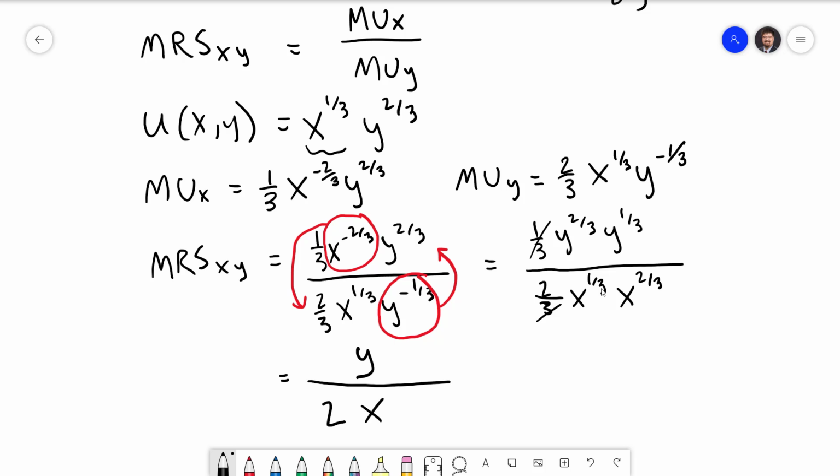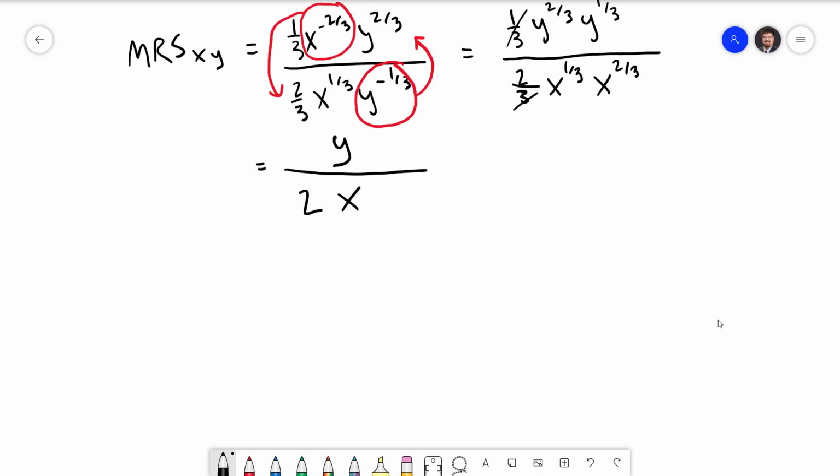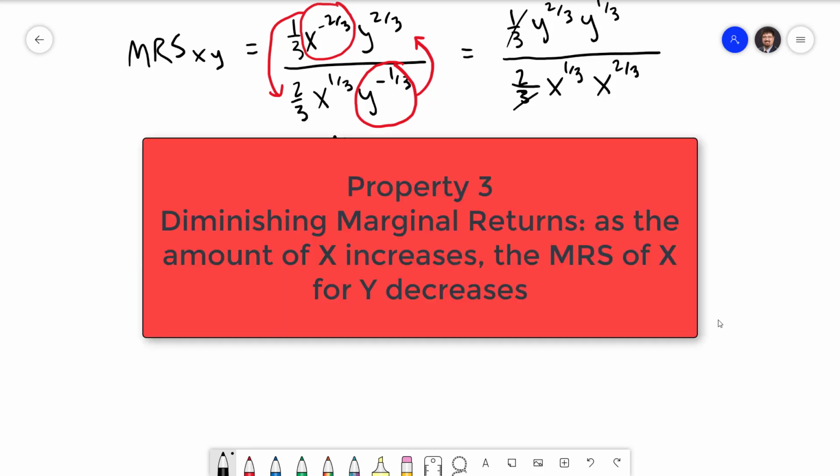So you can see this thing started out a little bit intimidating, but if we just follow all the rules to simplify it down, it comes out to a pretty nice, clean expression. This is one of the big advantages to working with the Cobb-Douglas function, is that it always comes out pretty nicely. This brings us to our third property of preferences, diminishing marginal rate of substitution.